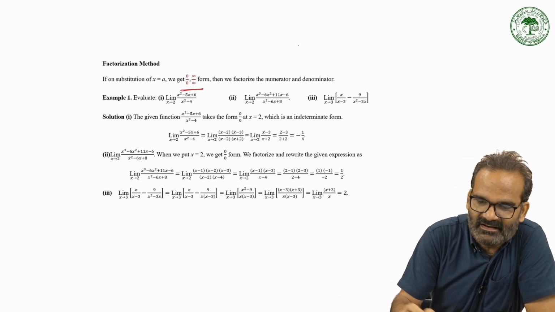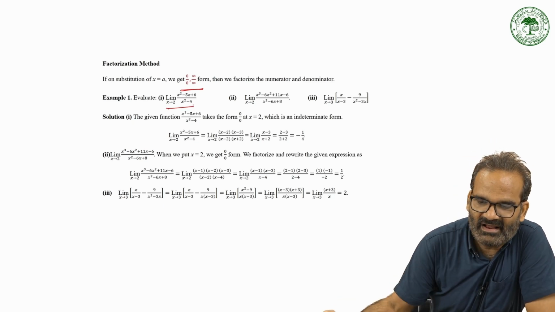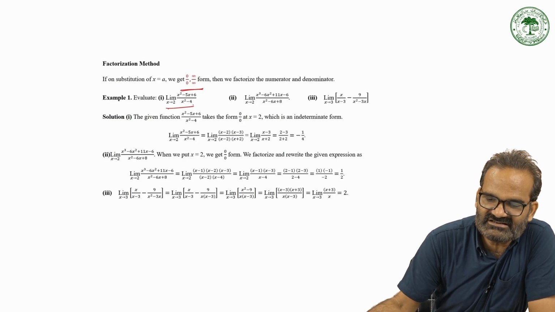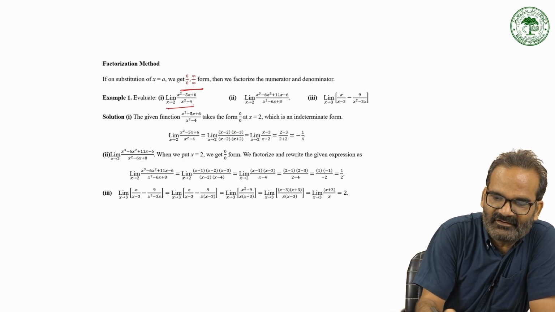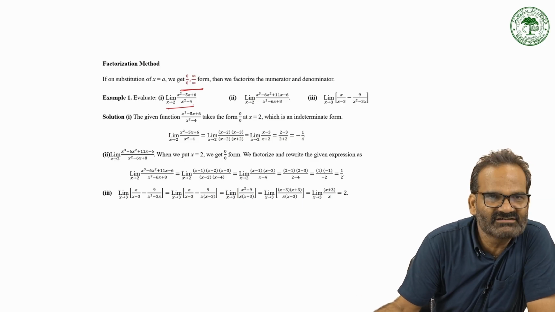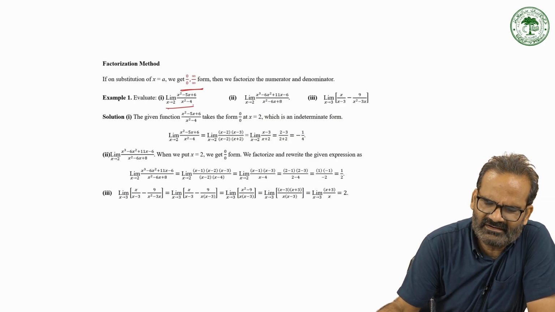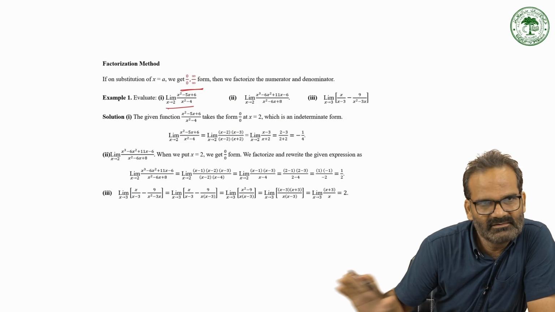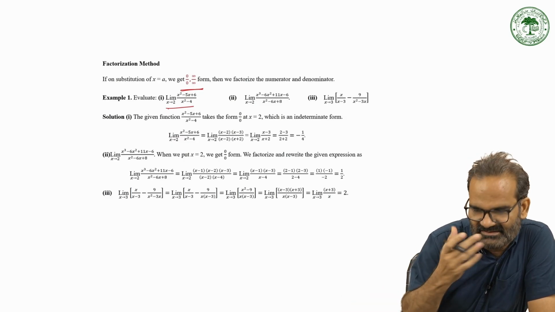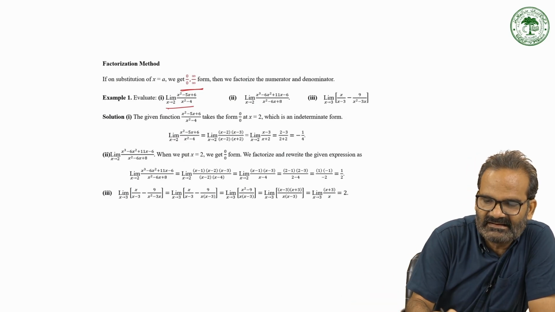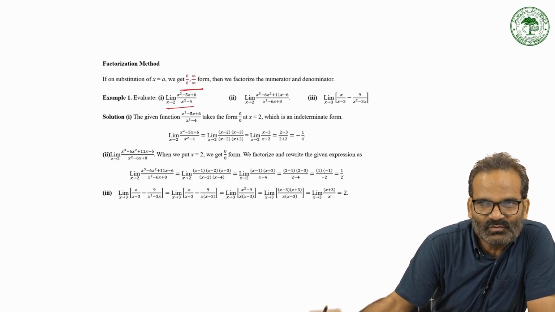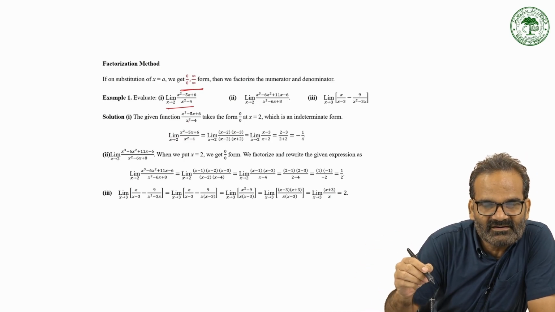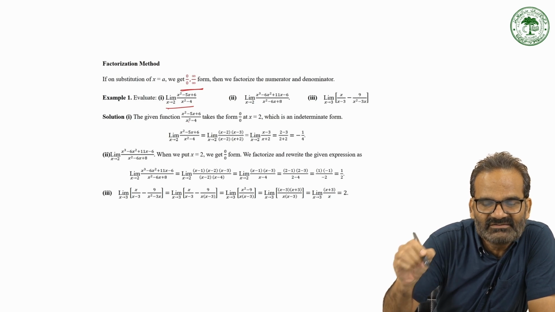Let us take an example. For example, limit x tends to 2, (x square minus 5x plus 6) divided by (x square minus 4). So here your numerator is x square minus 5x plus 6, and your denominator is x square minus 4. The function is of the type f(x) upon g(x). First we will use the method of direct substitution, that is, put x equals 2 in the given function and see what happens.